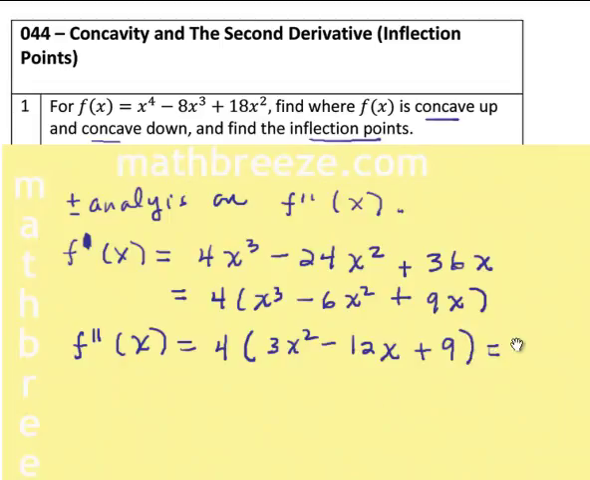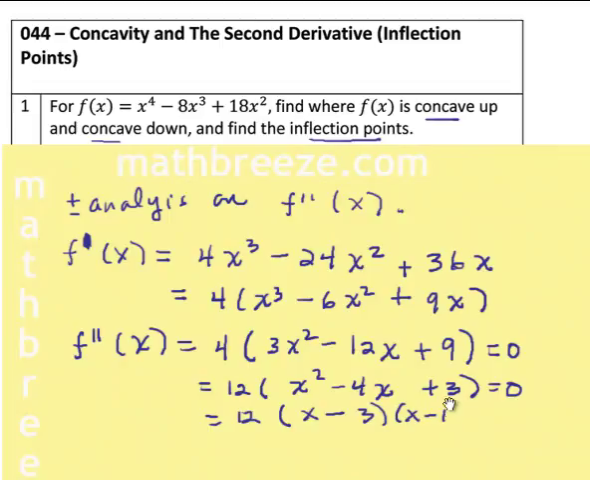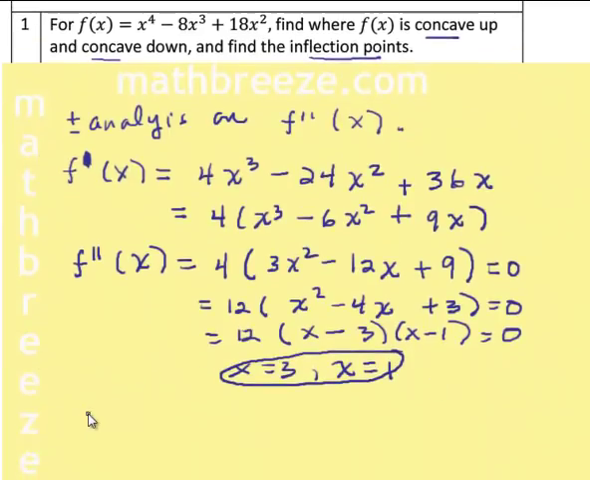And we want to see where this is equal to 0. So let's factor out the 3. Factoring out 3, 4 times 3 is 12, and here we have x squared minus 4x plus 3. In factored form this is x minus 3 times x minus 1. We want to see where this is 0. So this is 0 when x is equal to 3 and when x is equal to 1. So these are our potential inflection points, and we're going to put them on the number line. Let's now do our plus minus analysis.